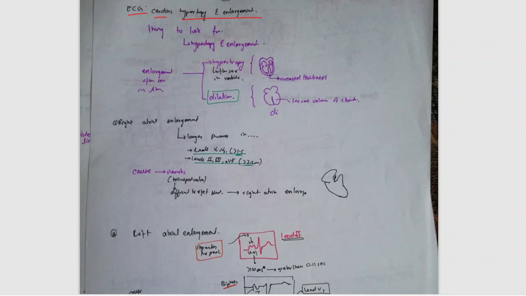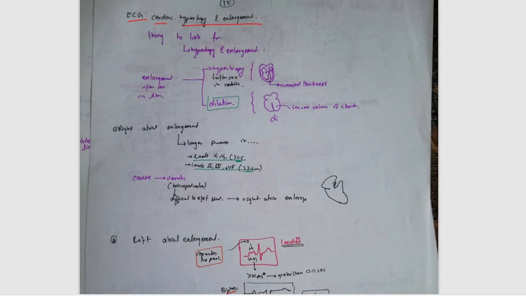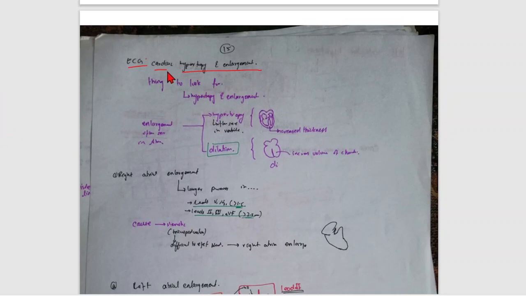Now we will talk about electrocardiography. Okay, ECG, cardiac hypertrophy and enlargement. For example, what will we see on the ECG if there is hypertrophy and enlargement in the right ventricle or atrium, etc.?